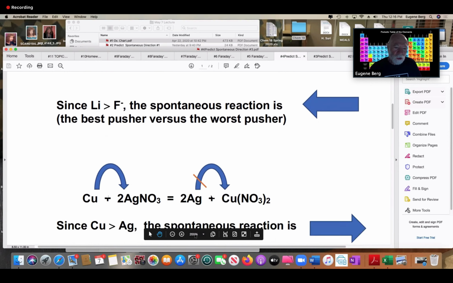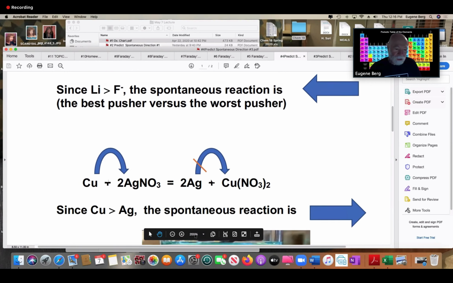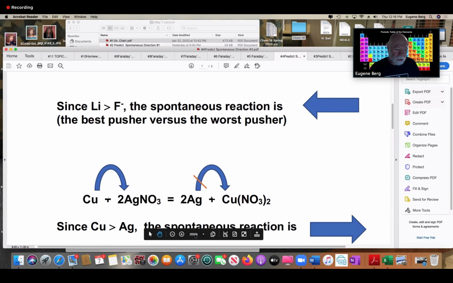Now I've done the next one with you, so let's just analyze and see if I did it correctly. So copper metal with silver nitrate, and on the right-hand side, silver with copper nitrate. The spectator, I think you agree, would be the nitrate, and the ones that are changing are copper alone to copper in a compound, and silver in a compound to silver alone. So it's a fight between copper metal and silver metal. They're both on the pusher side, on the left-hand side of the chart.